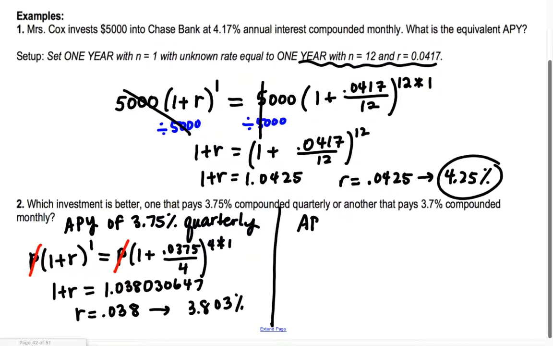All right, so how about the other one? So if I do an APY of 3.7% monthly, can you guys set up that equation?